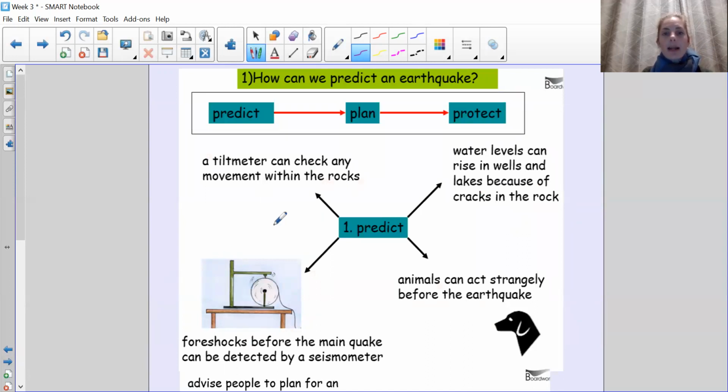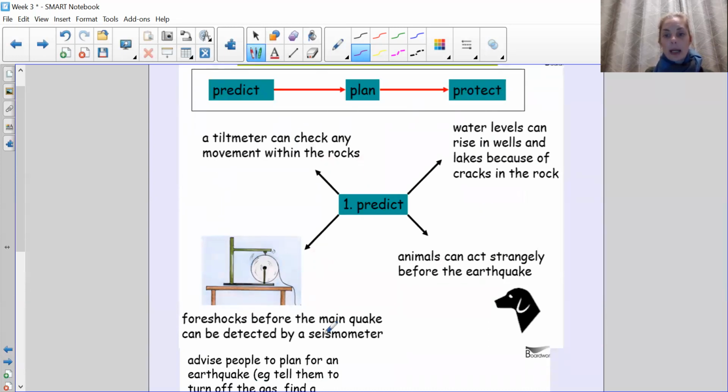Right, so we also have to think about how we can predict an earthquake. We need to predict, we need to plan, and we need to protect. So these are just some of the ways we can predict. You can pause the video if you want and have a little read, okay? And you might notice some of these things you've already learned about.